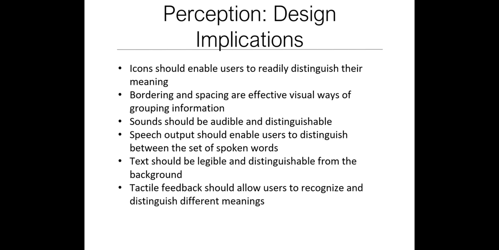So, some design implications for all this. Icons should enable users to readily distinguish their meaning. Bordering and spacing are effective visual ways of grouping information. Sounds should be audible and distinguishable. Now, again, careful here. One of the last things you want to do is have sounds suddenly come out of your web page when people are not expecting them. But if audio is a key part of your website, typically with, say, an embedded video and so forth, you want to make sure that it's not muddy sound, that it's, as I say here, audible and distinguishable.